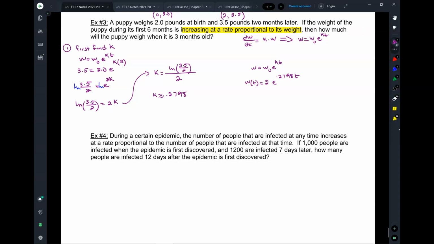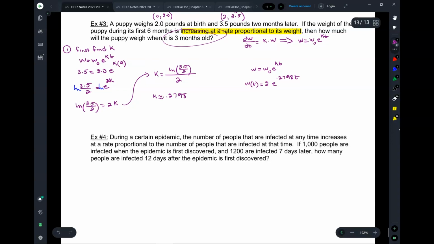What I want is how much the puppy will weigh when it's 3 months old. So that is W of 3, 2 e to the 0.2798 times 3. So W of 3 is 4.630 pounds.